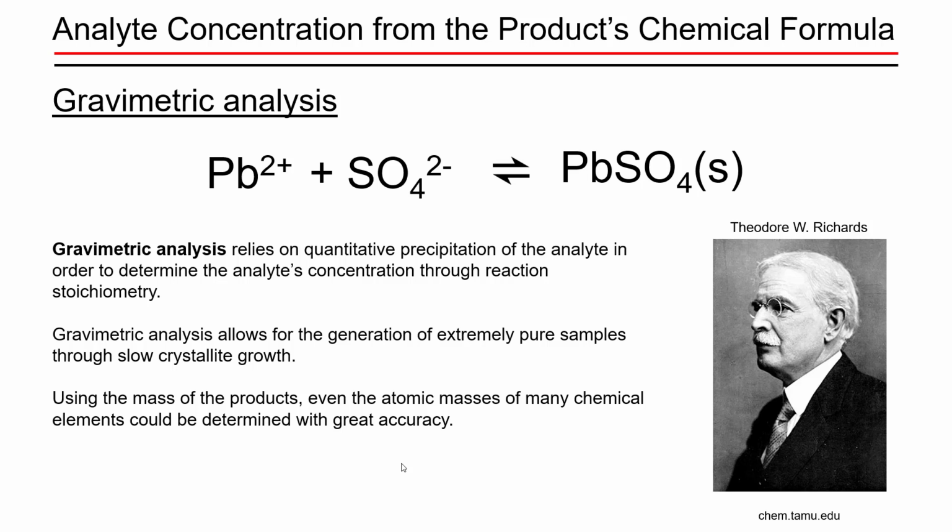Now, gravimetric analysis has also been historically used for quite a bit more than determining the concentration of analytes in aqueous samples. Gravimetric analysis has also been used to establish the age of minerals in the Earth's crust by quantitatively precipitating radioactive isotopes with a known half-life. And gravimetric analysis also played a huge role in establishing the atomic masses of the metals with a high degree of accuracy. So gravimetric analysis has played a huge role in the development of chemistry that we now take for granted.